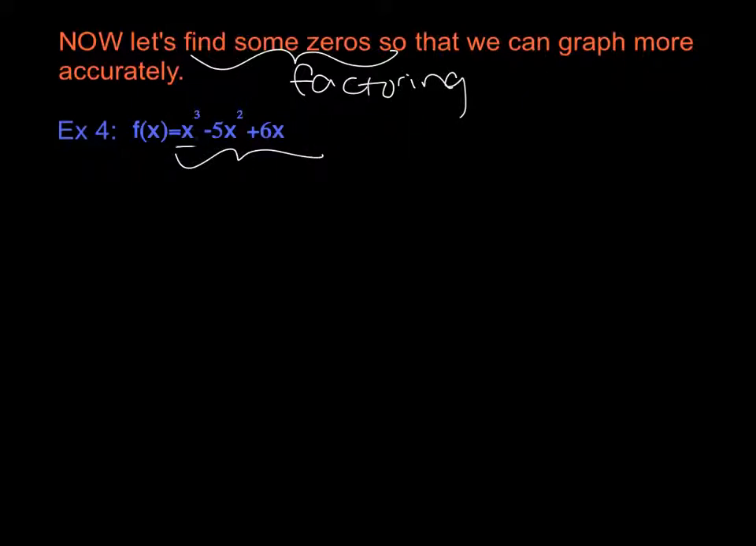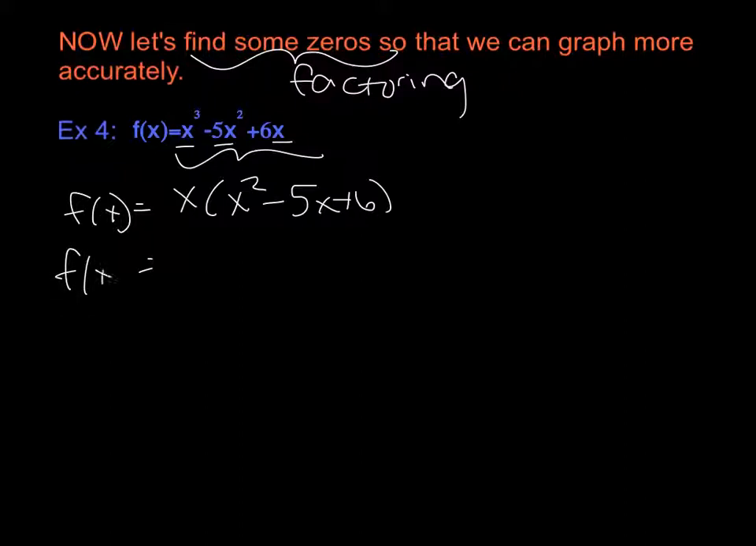So let's look at my graph. I can take an x out of each term. So I have f of x equals x times (x squared minus 5x plus 6). I still need to factor this expression right here. I need to figure out what multiplies to be 6 and adds to be negative 5. So that's going to be x times, splitting up my x, I want a 3 and a 2, and a minus sign.